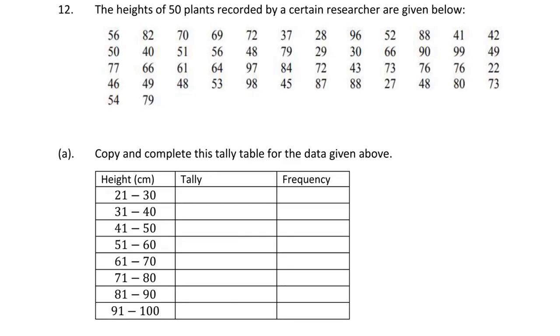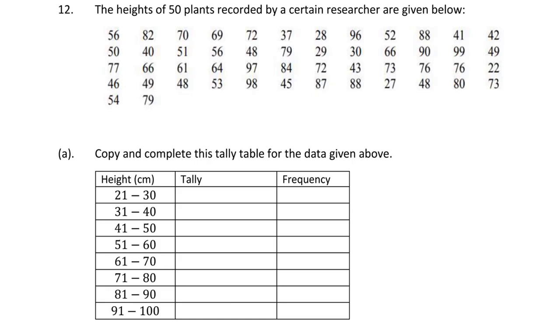Question number 12. The heights of 50 plants recorded by a certain researcher are given below. So we've been given several pieces of information there. For part A, we are supposed to copy and complete this tally table for the data given above. Okay, so to complete the table, we are going to count the data and fill the tally column for each datum as a stroke, and for the frequency, we just count the total number of tallies in a particular row as follows.